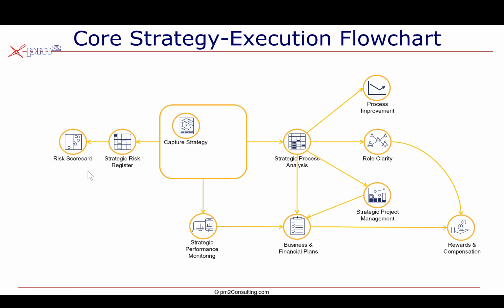So that's the core strategy execution flowchart. Now, whether we do this at the corporate level or we cascade that down to regions, departments, territories, whatever it might be, we can replicate this at any level, the top level, cascade, and so forth. And we can start at any level. So that's the overall strategy execution journey, and it's usually quite quick.